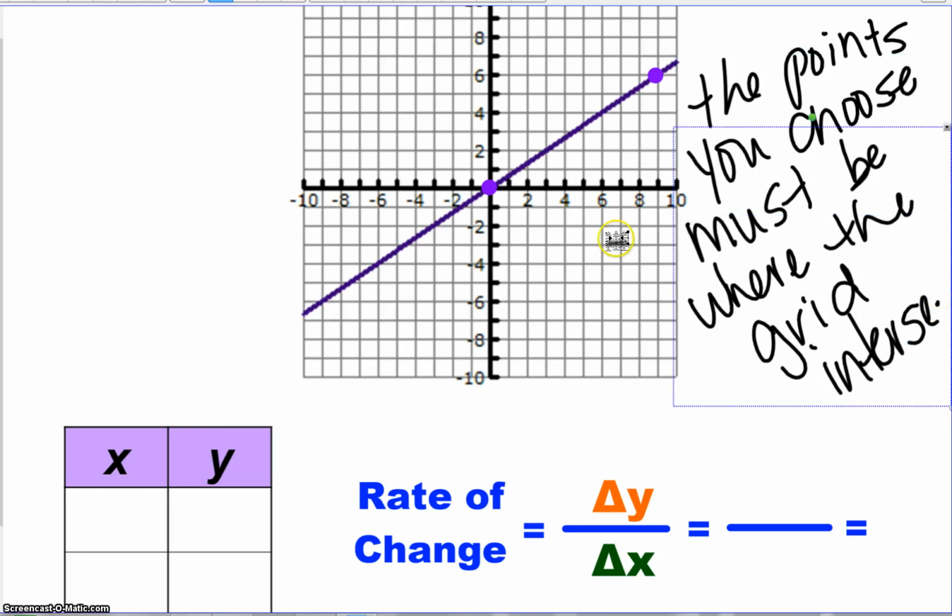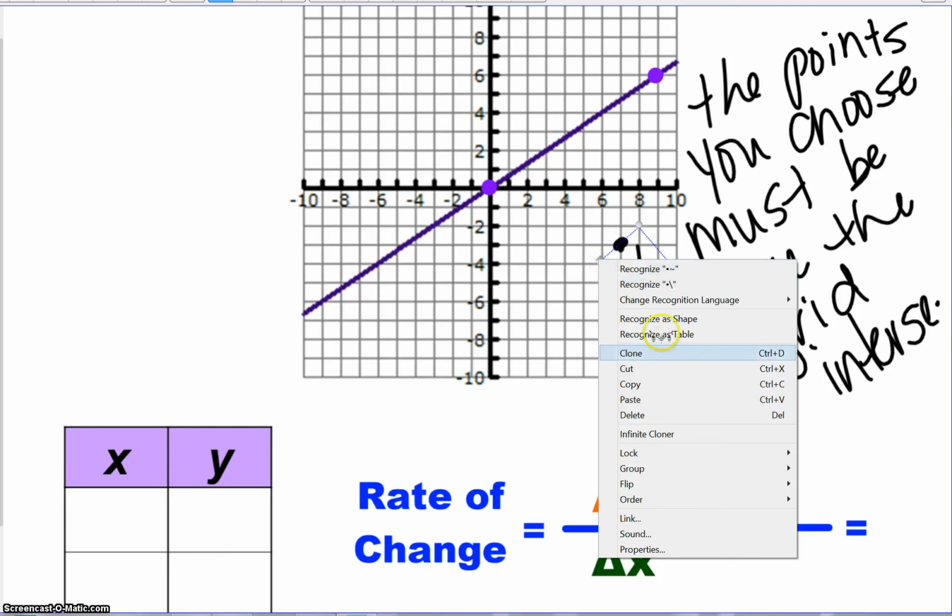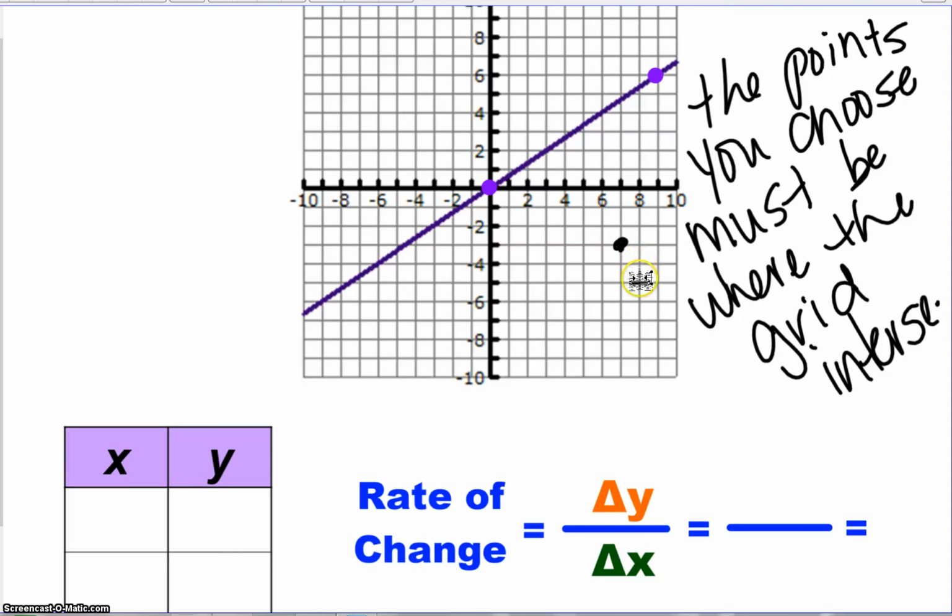So, for instance, this point right here, that would be a point we could use if it was on our line. What about this point right here? Could we use that point? No, we cannot use that point. Let me draw that again. Sorry, guys. We could not use that point because it does not go where the x and the y grids intersect.